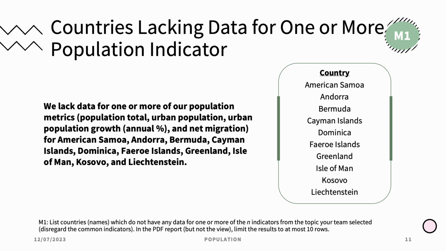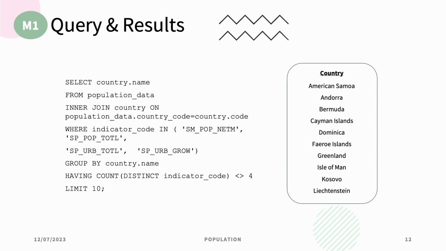For our M1, we first looked into all the countries that do not have any data for one or more of our 4 indicators. Our indicators being the population total, the urban population growth, and the net migration. Here on our presentation, you can see that we list out 10 of these countries that do not have data for all 4 indicators. And this is the code that we ran to get our results.